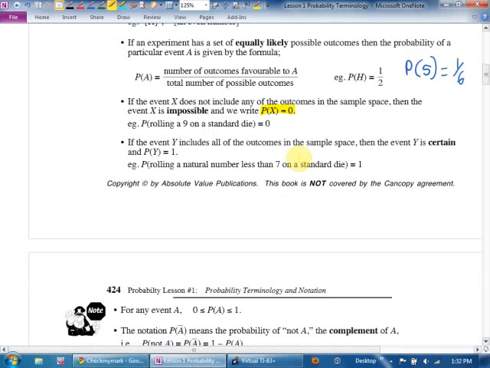Oh, and if something is guaranteed to occur, we say that it has a probability of 1. 100%, if you want to think about it as a percentage. For example, what's the probability of rolling a natural number less than 7? What are the natural numbers less than 7? 6, 5, 4, 3, 2, and 1. What's the probability of rolling a 1 or a 2 or a 3 or a 4 or a 5 or a 6 on a die? Guaranteed. What's the probability of rolling a heads or a tails? Guaranteed. Okay? So guaranteed, mathematically, 1.